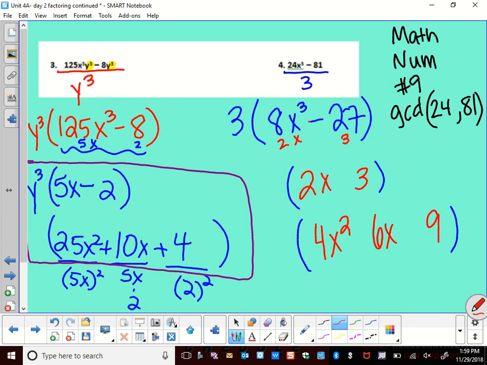My sign starts with a negative, so it's my SOAP. What are my signs? Minus, plus, plus, and don't forget to bring down your 3.